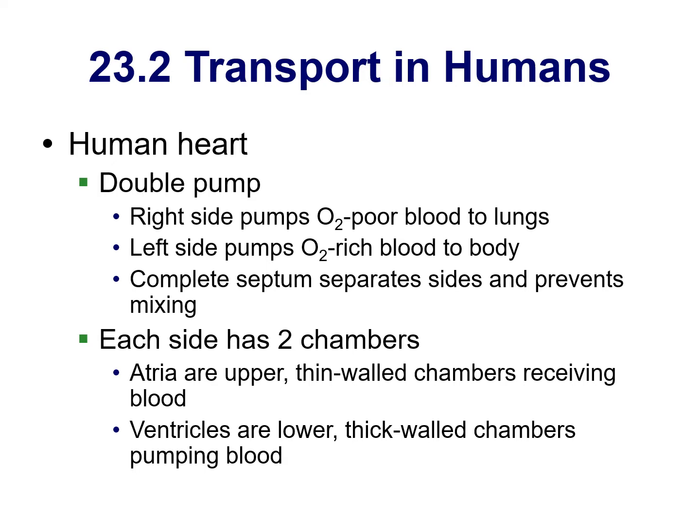So you'll see that. The big terms here are atria and ventricles. Atria tend to be those upper portions of the heart that are very thin, and the ventricles are the lower portions that have very thick muscles. So you'll see that in just a bit.